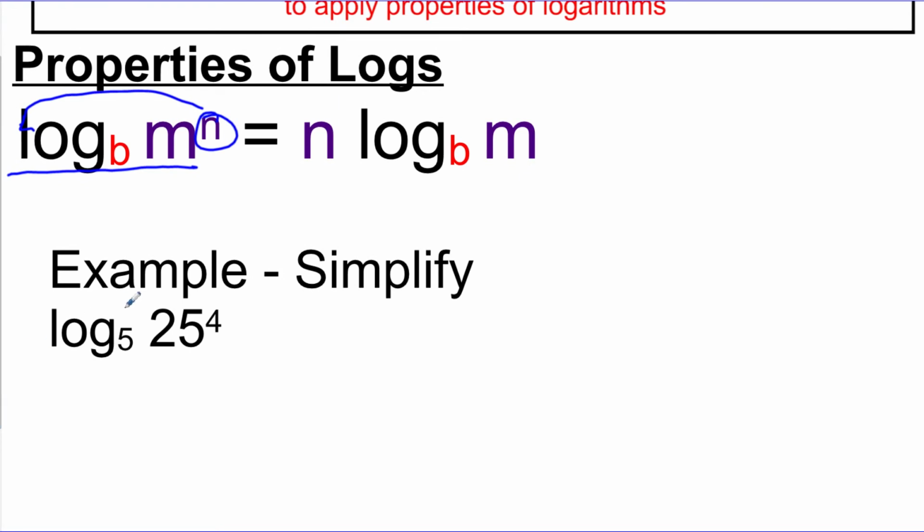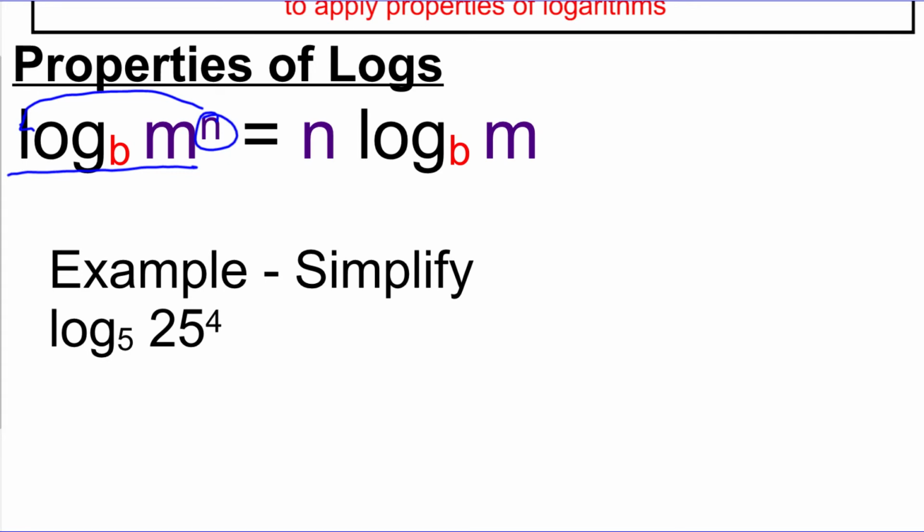So here's a good application of this. If I say log base 5 of 25 to the 4th power, if you go to your calculator and type in 25 to the 4th power, you're going to get a pretty big number. I'm actually going to find out what it is right now. Okay, 25 to the 4th power is 390,625. Pretty big. Don't want to have to figure out the log base 5 of that.